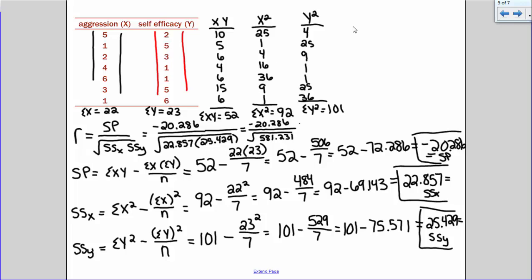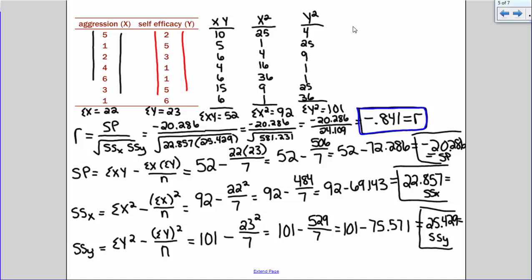So now we solve for that square root. We've still got our negative 20.286, and the square root of 581.231 gives us 24.109. And our correlation coefficient is negative 0.841. That's our R observed, the observed correlation coefficient in our data. Let's make it all blue and pretty.